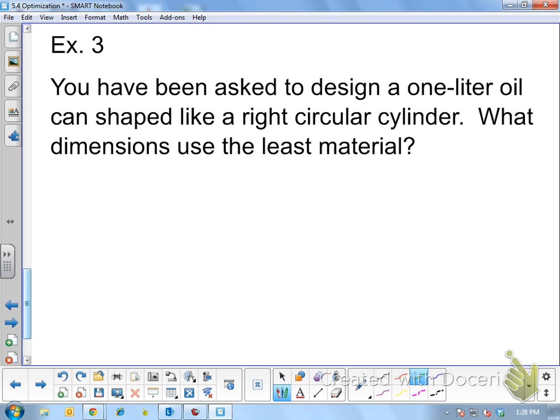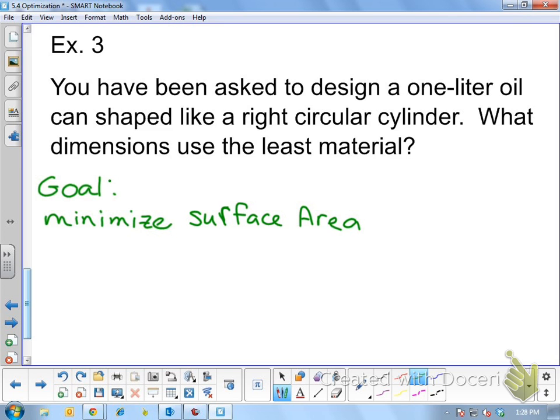So what is our ultimate goal with this one? What are we trying to maximize or minimize? Trying to minimize. What are we trying to minimize? The amount of material used. What do we call that geometrically? Surface area. We're trying to minimize surface area. Which means I need to be able to find surface area of a right circular cylinder.